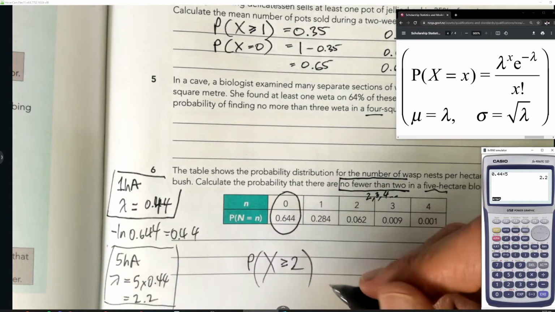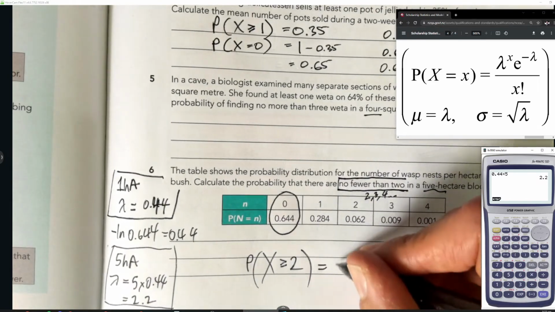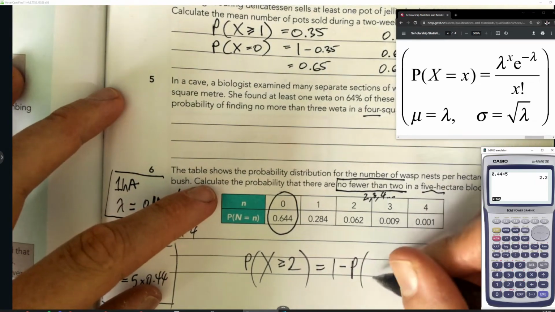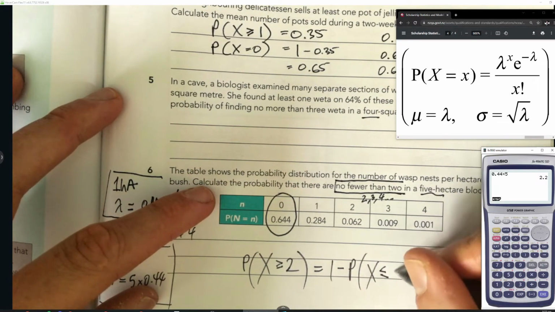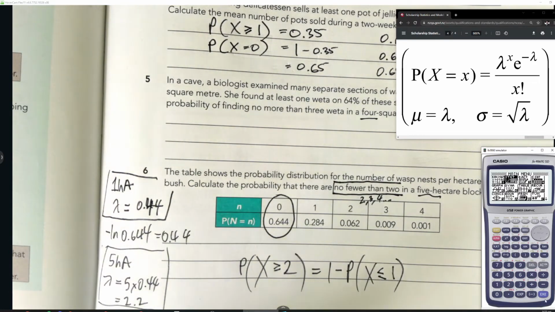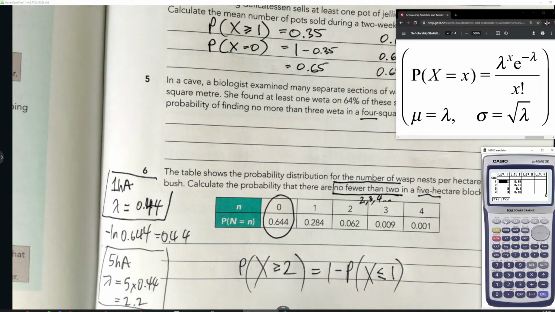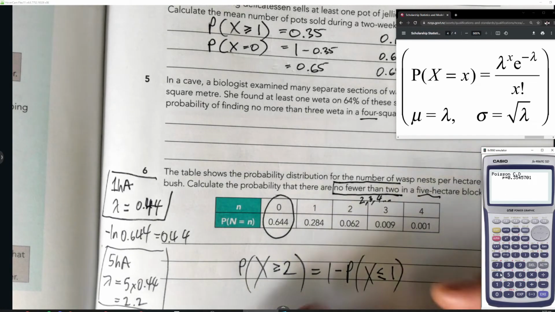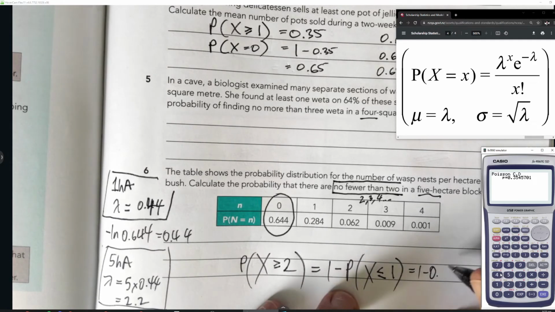So can we do this on our calculator? No, we cannot. So it's equal to 1 minus P(X ≤ 1). That we can do in our calculator, or we can just do the probability x equals 0 plus the probability x equals 1, but we ain't peasants. Okay, lambda value was 2.2, and they want to know 1 or less, so cumulative up until the number 1 equals 1 minus 0.3546, and that is 0.6454.